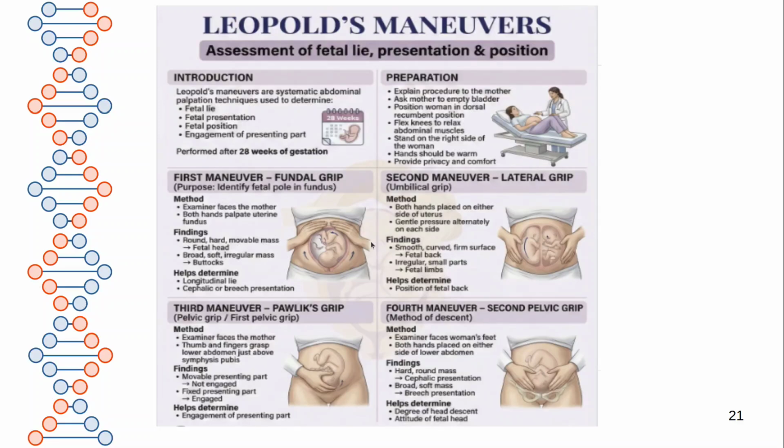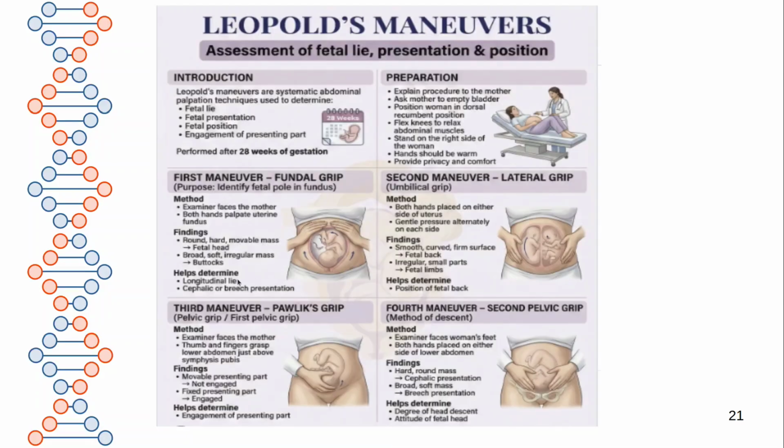If you palpate, you will feel the fetal parts as a round, hard, movable mass. If you feel a round, hard, movable mass, that means the fetal head is in the fundal region. Or a broad, soft, irregular mass: if you feel softness and an irregular mass, that indicates the buttocks are presenting. If you see the picture, there are buttocks, limbs, back. So if you feel a soft, broad, irregular mass, that indicates the buttocks are at the fundal region.